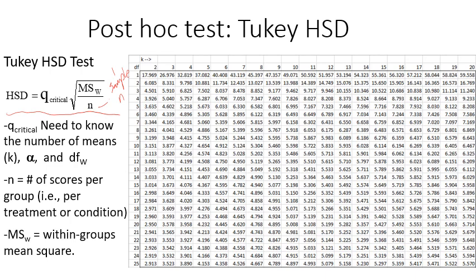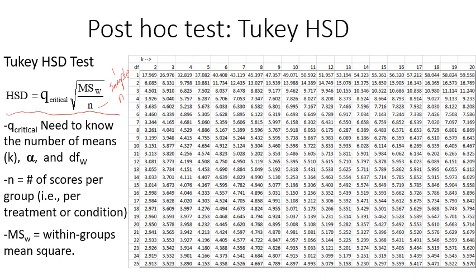And then you've got, of course, n is the number of scores per group, and mean square within is your within group's mean square. So this is how you would calculate the HSD, and from there you would compare each of the mean differences. So you'd take the mean for each group, you'd take the difference between each of the means, any of those differences that are greater than your HSD you reject.